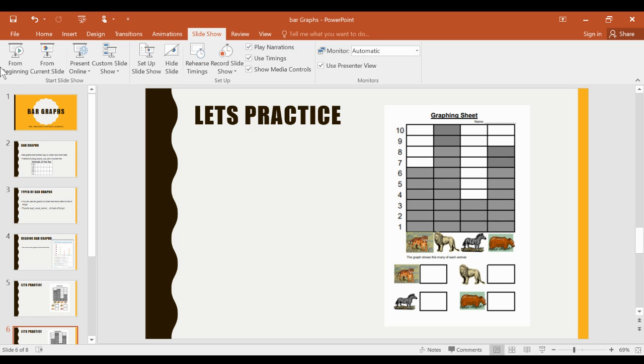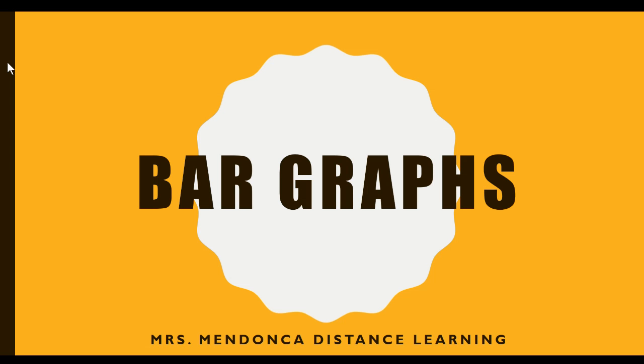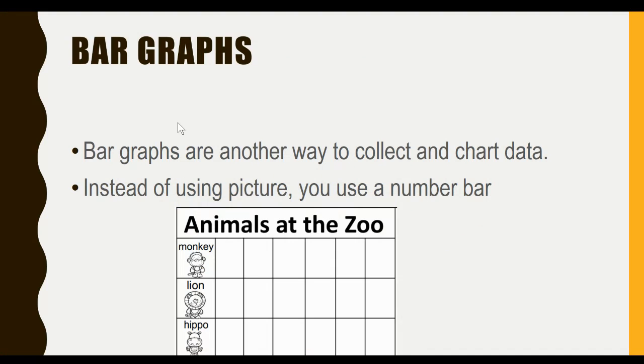Okay, so today we're going to continue our study of graphs. The first time we did picture graphs, and now we're going to do bar graphs. Bar graphs and picture graphs are kind of the same, except a picture graph uses a picture, and a bar graph, you're going to look at the pictures and you're going to create a graph from the pictures. Okay, so here we go.